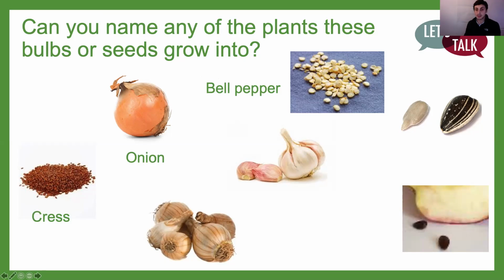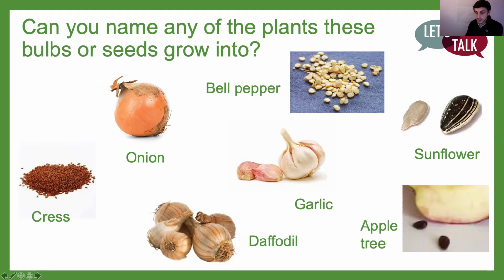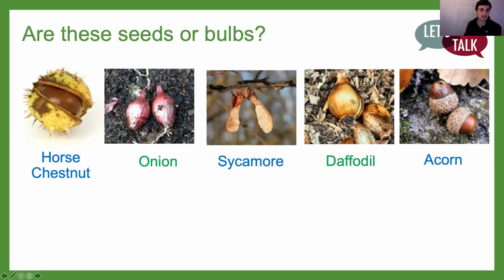We've got bell pepper seeds inside your pepper. If you chop your pepper in half, you'll see that a pepper has hundreds of these little seeds inside. Sunflower seed, there's the outside coating, the black and white coating, and there's the inside of the seed there. Garlic is a bulb as well. When you buy garlic in the shop, quite often it comes as a bulb. We've got a daffodil bulb there, and apple seeds. If you cut your apple in half, you'll see there are seeds inside. So hopefully, guys, you're starting to understand the difference between a bulb and a seed.